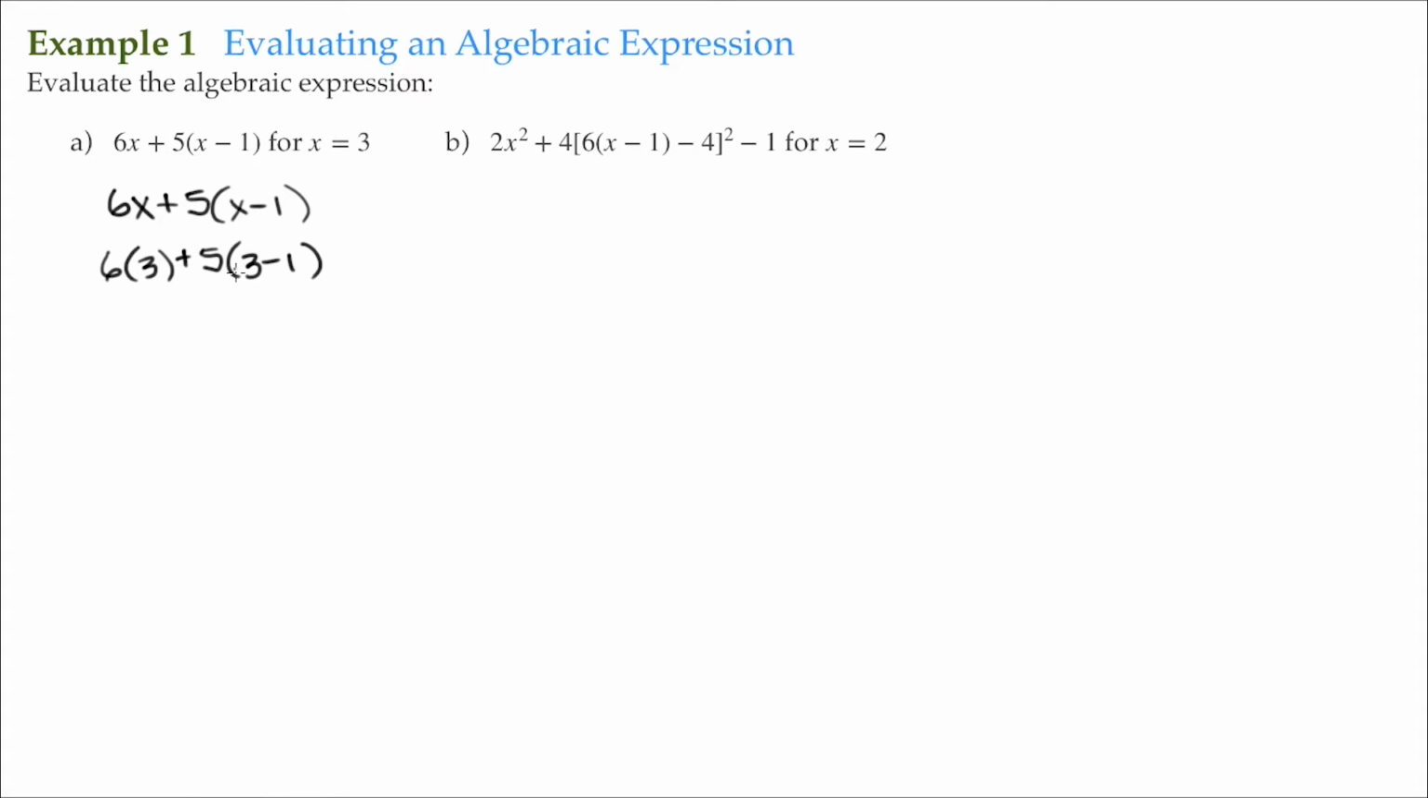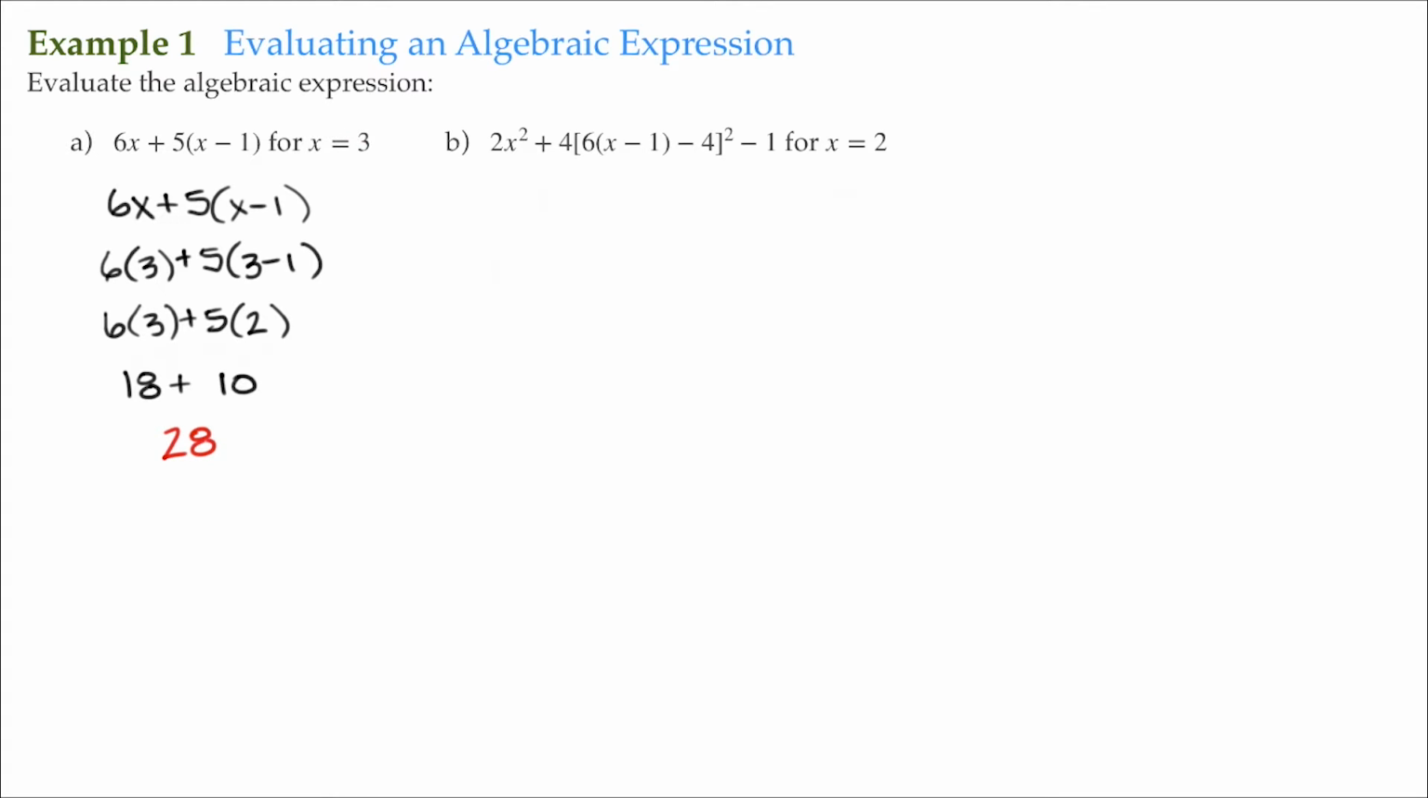Again, the order of operations, we'll do this first. So this becomes 6 times 3 plus 5 times 3 minus 1, and 3 minus 1 is 2. The order of operations says we do the multiplication first as it appears from left to right. 6 times 3, that's 18. And 5 times 2 is 10. We then just go ahead, 18 plus 10, and that comes out to be 28. So what is the value of 6x plus 5 times x minus 1? When the value of the variable x is 3, that's 28.